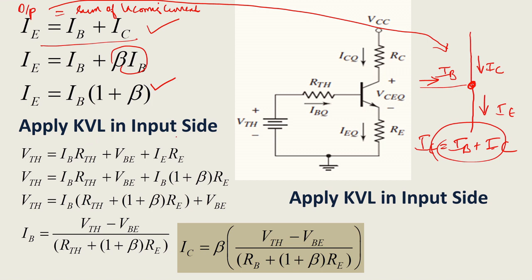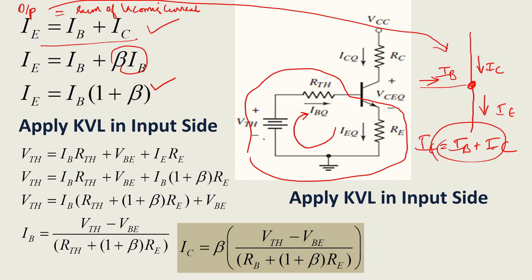Now we want to apply KVL in the Thevenin equivalent circuit. Very simple. See, first this is the input loop, right? This is the input loop. Now I am going to apply KVL in this direction. Now minus to plus, entering at a minus, leaving at a plus. What will you get? Plus VTH. Entering at a plus, leaving at a minus. This you need to assume. You can take either the entering current symbol or the exiting current symbol. I am taking the leaving current symbol. So what will you get?